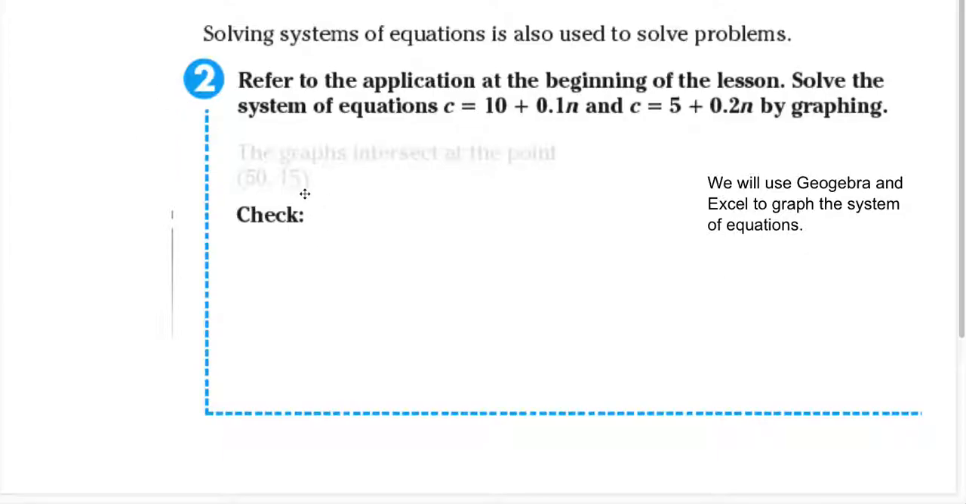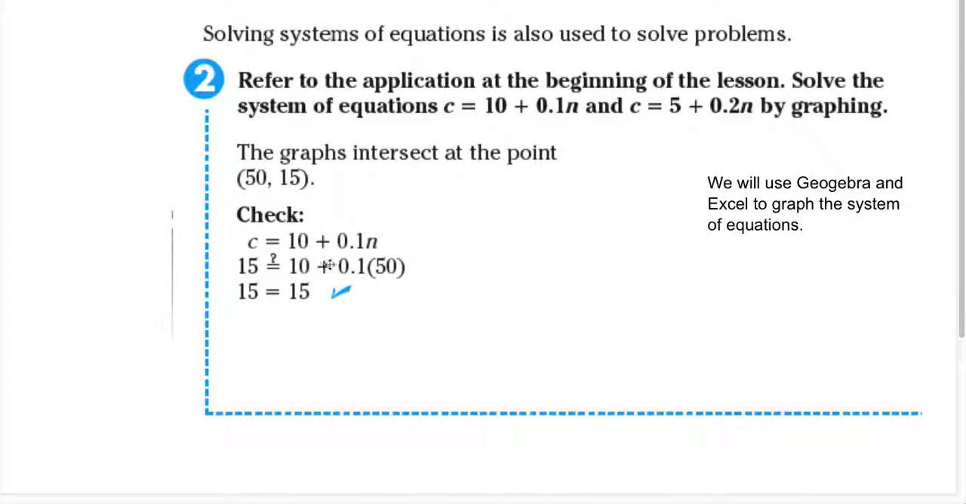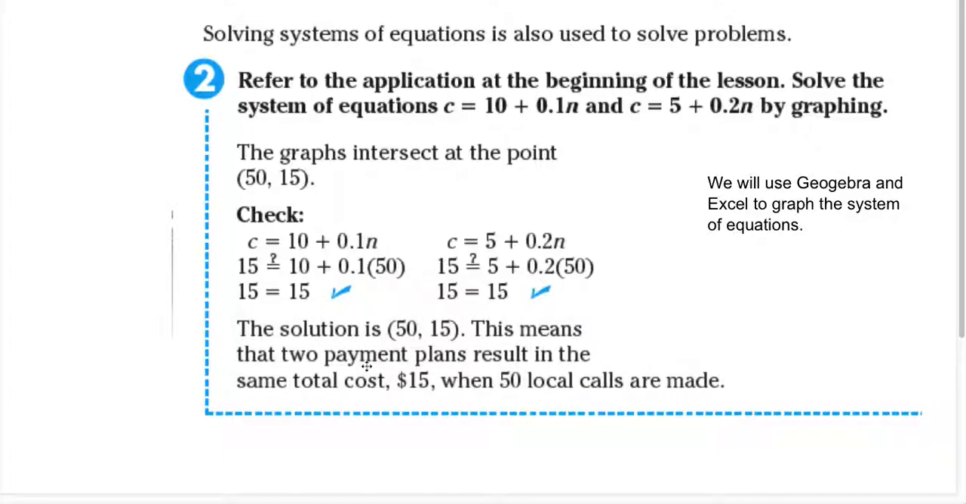Okay, so you notice that the graphs intersect at the point 50 and 15, and if you want to check if our answer makes sense or not, you simply use the two equations, c equals 10 plus 0.1n, and substitute the values 50 and 15. It will come up with a true statement. Get the other equation, c equals 5 plus 0.2n, and end up with a true statement for that one as well. Okay, so the solution is 50 and 15.